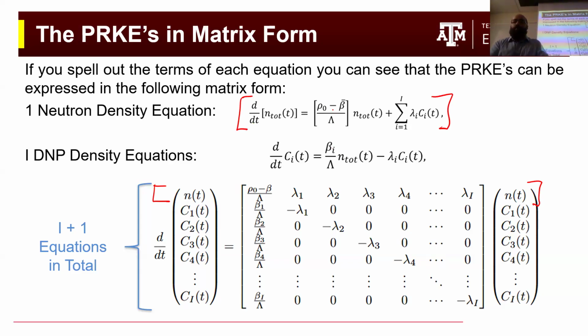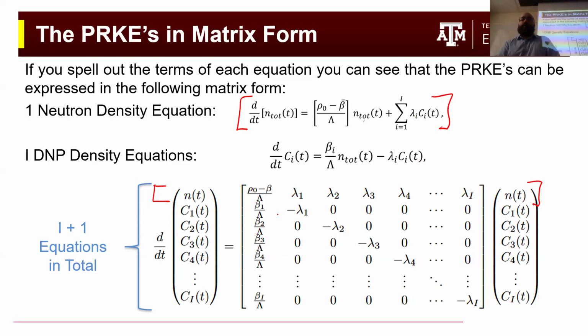So notice this rho minus beta over big lambda, that is a multiple on n total, and that's this first coefficient right up here, which is being multiplied by n total. And then in this first equation, I would have a lambda 1 times a C1 plus a lambda 2 times a C2 plus a lambda 3 times a C3, and I would have I numbers of these terms. I would go all the way up to lambda I times Ci. So that first equation is just my density.